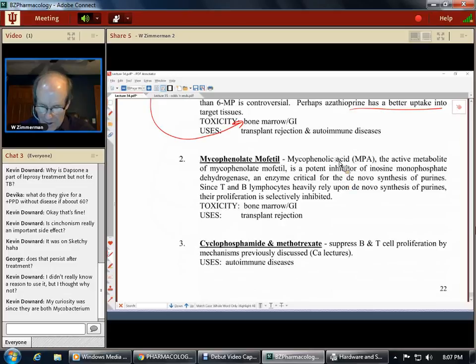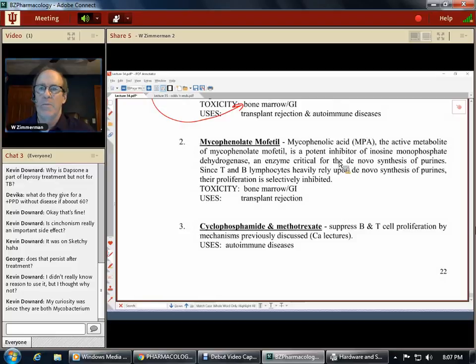It's kind of fallen off, and I see a lot of the mycophenolate. Mycophenolic acid, which is the metabolite of this compound, is an inhibitor of the inosine monophosphate dehydrogenase. Again, an enzyme critical for the de novo synthesis of purines. And if you inhibit the purines, you're going to inhibit lymphocytes. And finally, cyclophosphamide and methotrexate. Yeah, these are mainly used not for transplant, but for autoimmune diseases.